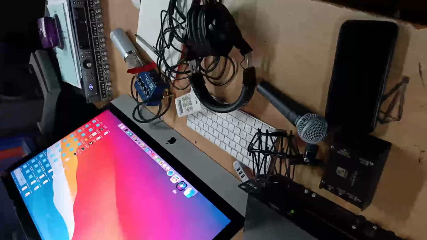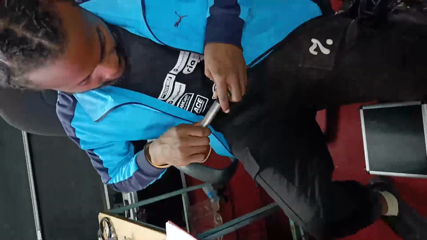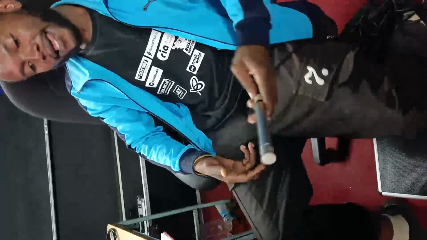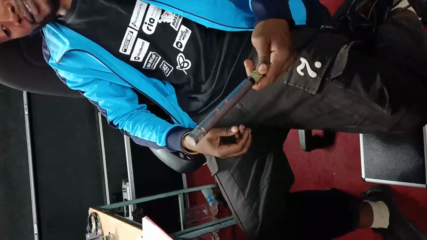XLR. We've got an XLR cable. Like that. Nice.